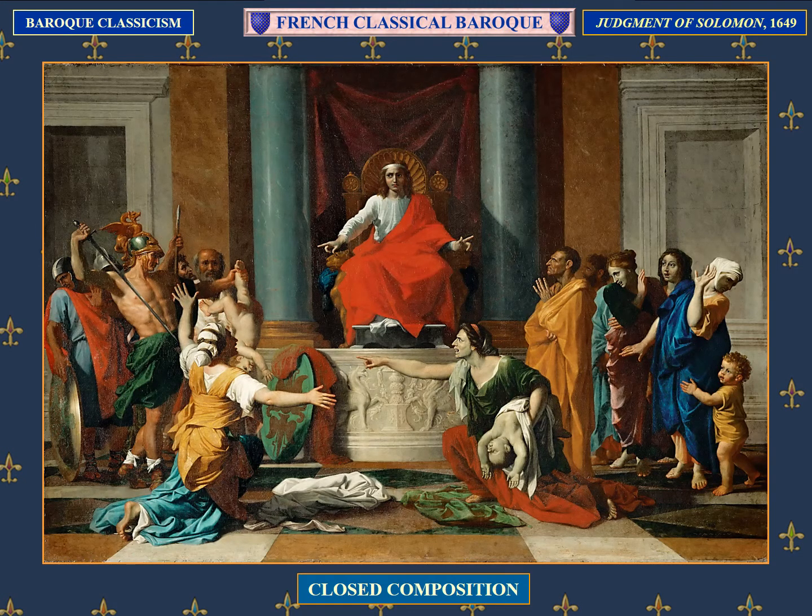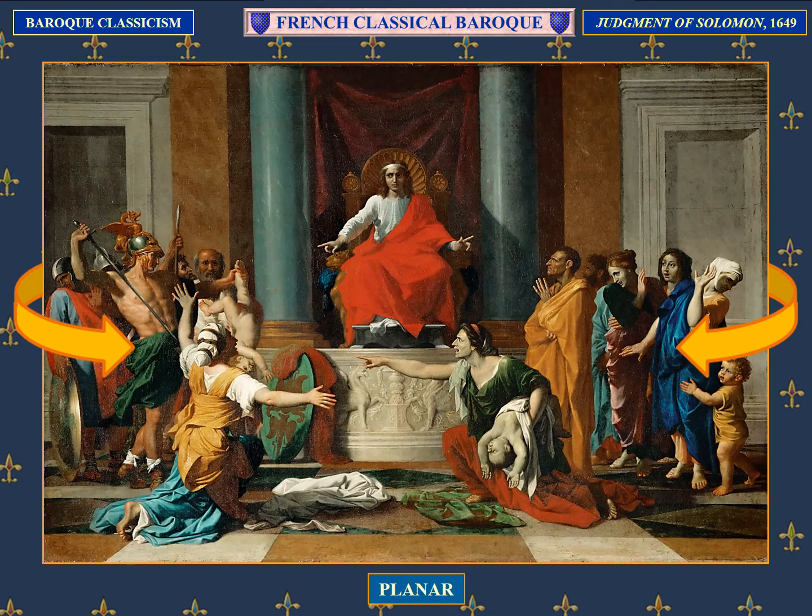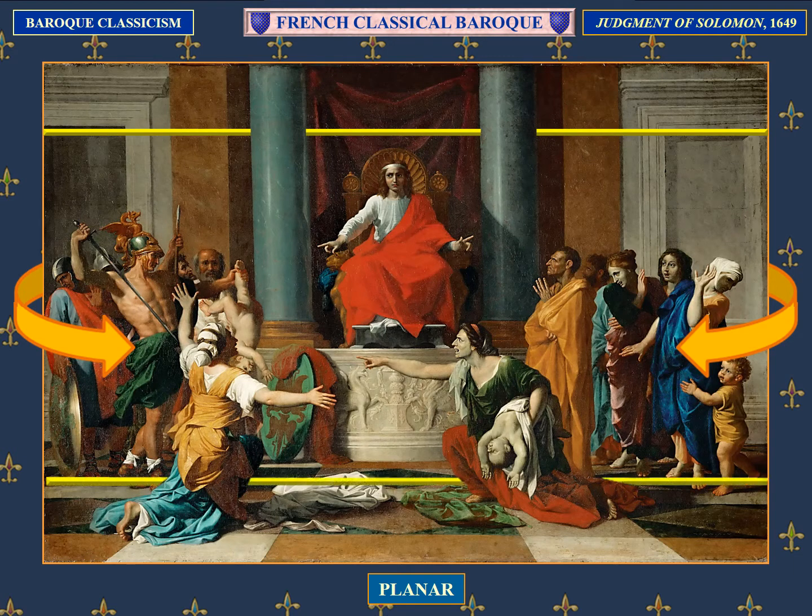Another feature we see is closed composition. Everything turns inward. The spectators and the women all look towards the center. There's nothing that really guides our eye outside of the Albertian window. It's focused dead on. Planarity. Look at that. Look at the architectural backdrop. It's shallow. It doesn't go very far back at all, but it absolutely parallels the picture plane. And look at the pavement. Again and again, it reinforces the parallel path of the picture plane.